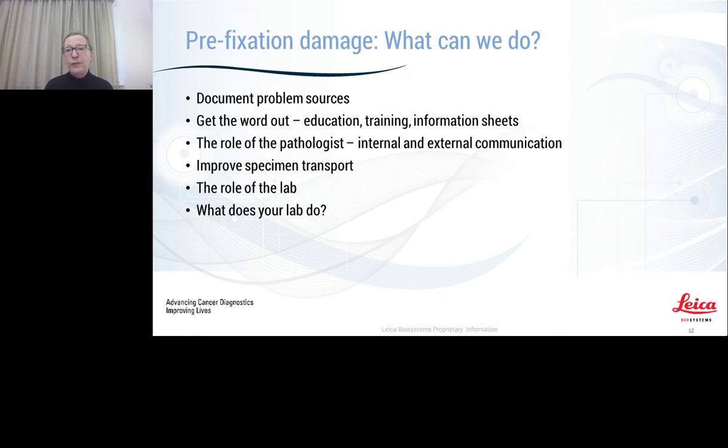Think about what the role of the lab is. How are tissues treated when they actually come into the lab? Are large tissues automatically opened and allowed to fix? What does the lab actually do?